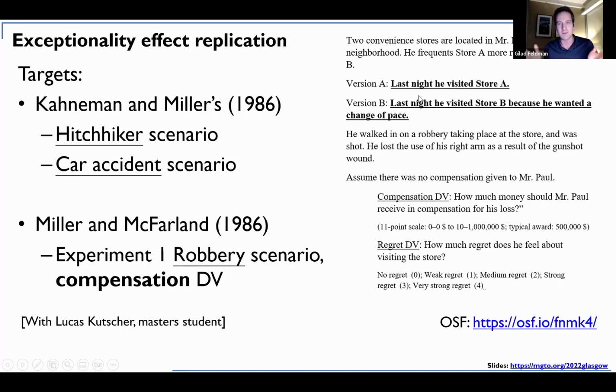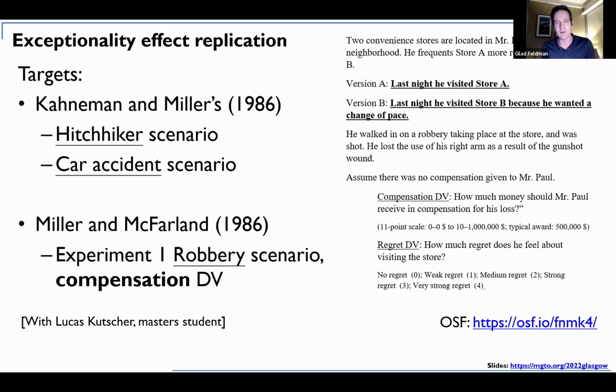It's a vignette study with a very slight manipulation of this. So you have two actors in version A. They frequent store A, and then in version A, they actually visit store A, and they were robbed. Something happened to them, and they got hurt by a gunshot wound. And the questions had to do with how much do they regret going to that store.